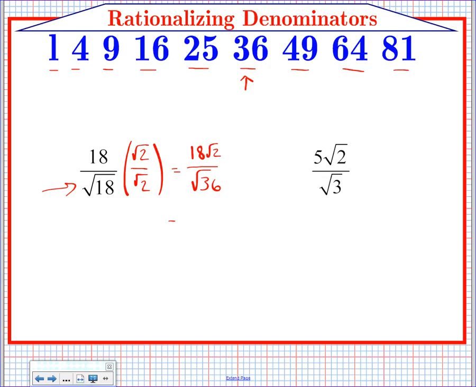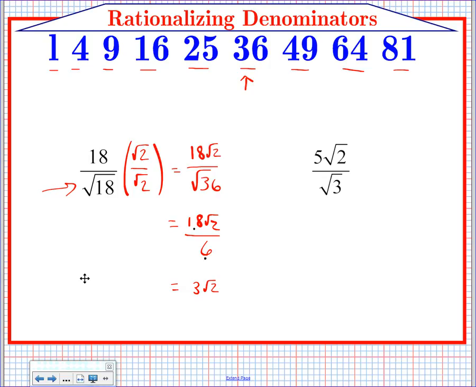Again, I know the square root of 36 is 6. So I have 18 root 2 over 6, which will reduce down to 3 root 2 over 1, because that's what this fraction, 18 over 6, is.